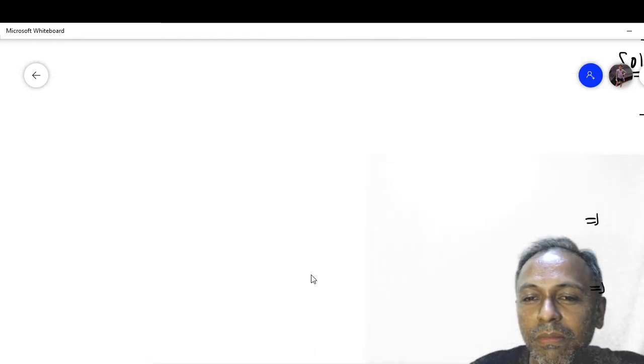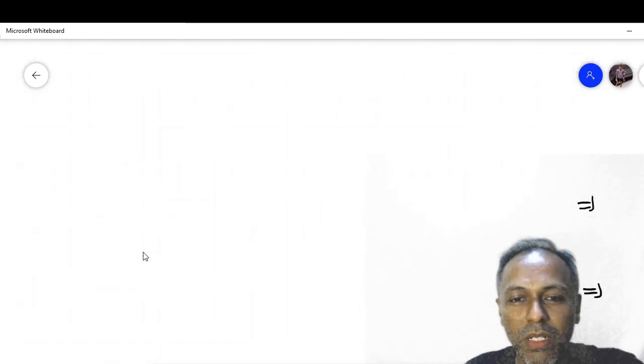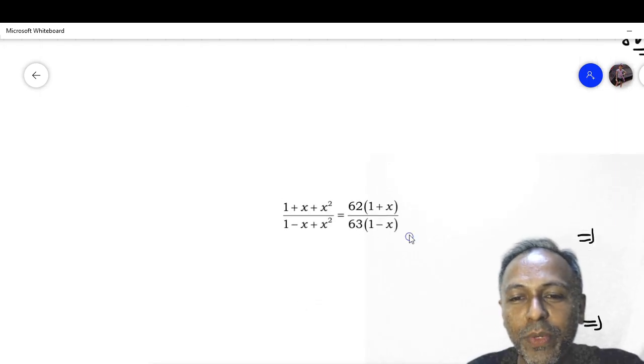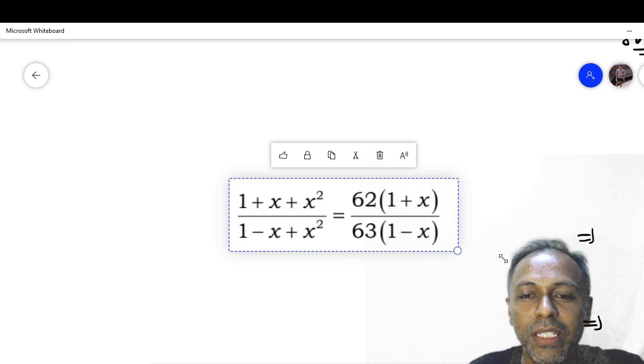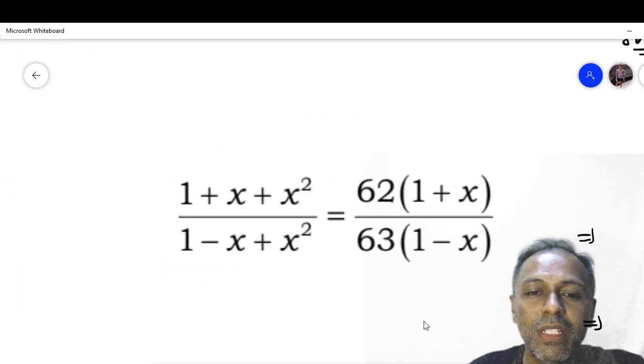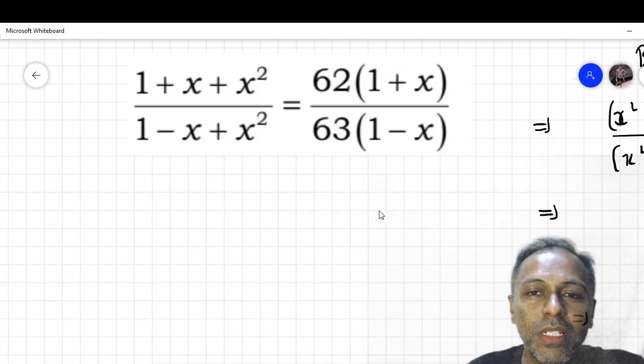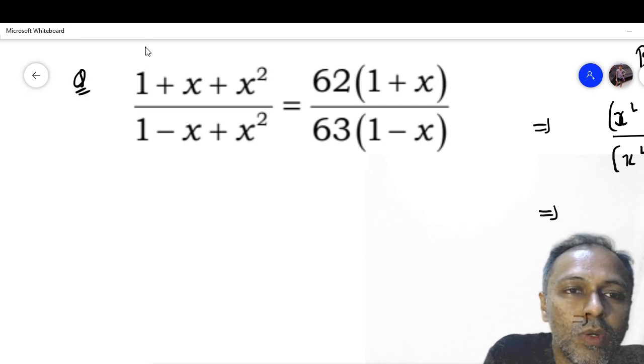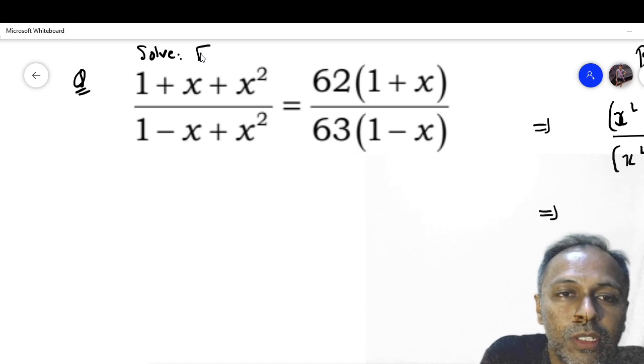Let's take some unique questions, some offbeat ones, and then we can conclude for this topic. Let's take a question like this. The question is: you have to find out x, that is solve it, but by using properties of proportion. You have to find out x.